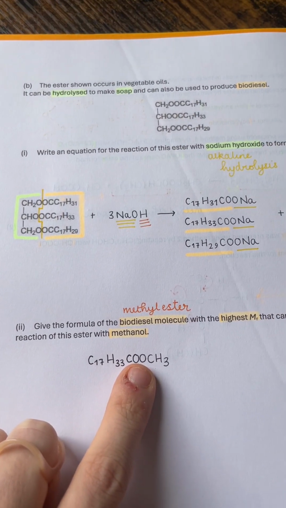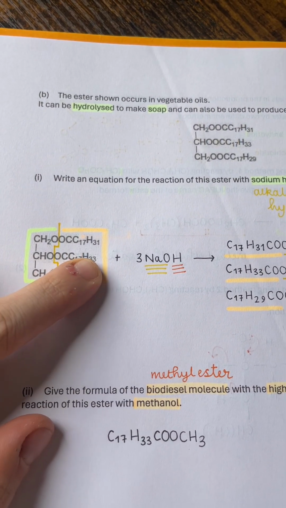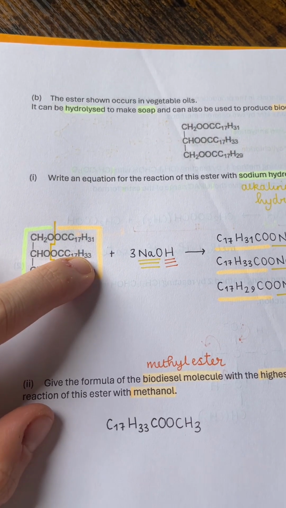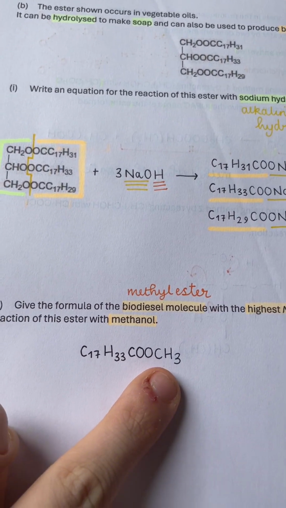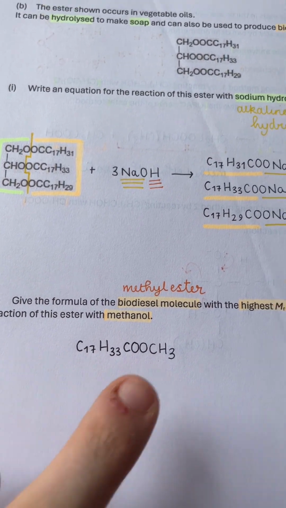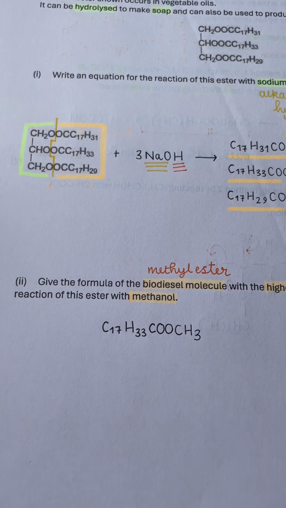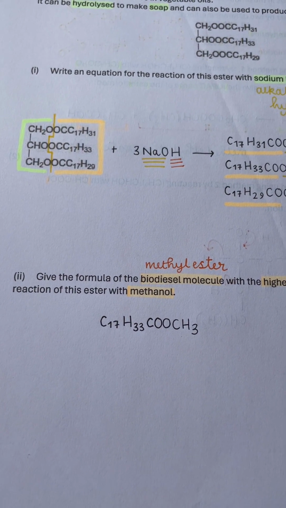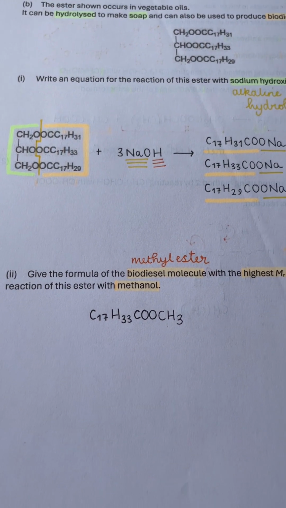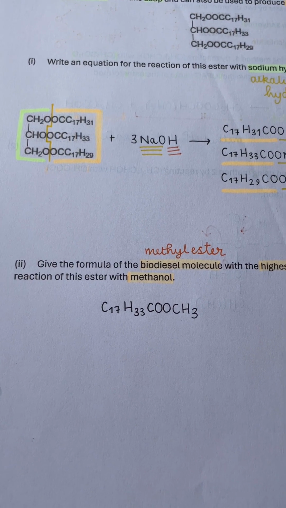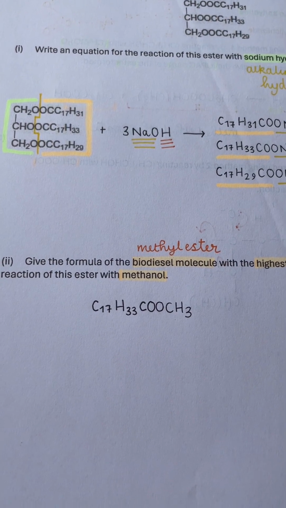So to get the one with the highest Mr, we just need to look at the lengths of these 3 chains. They've all got 17 carbons, but the middle strand has the 33 hydrogens, so that's the one we're going to use. Then, like I say, we need to get rid of the glycerol part, add the CH3 from the methanol, and then that would be the formula of the biodiesel molecule with the highest Mr. We would also get C17H31COOCH3 and C17H29COOCH3, but of course it's asked us for the one with the highest Mr, not all of them, but those 3 would then be a mixture of methyl esters, which would be our biodiesel.